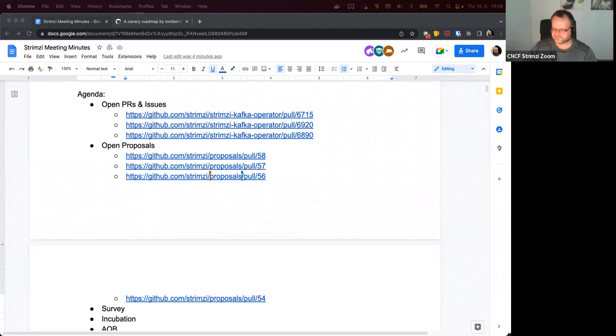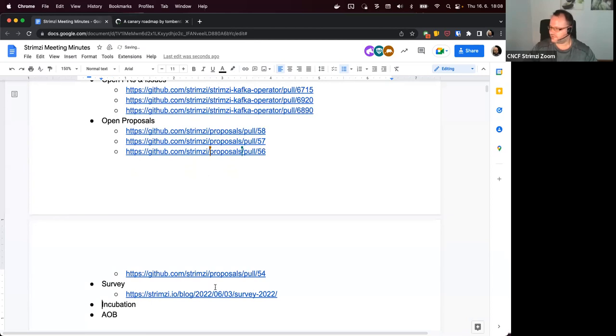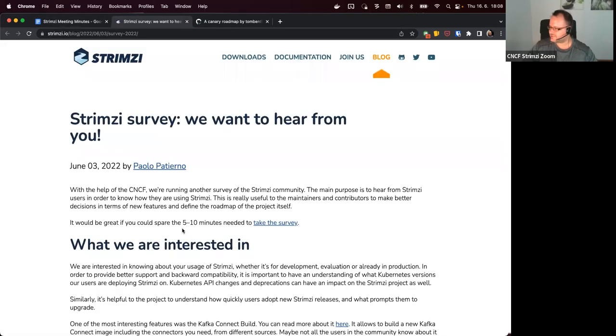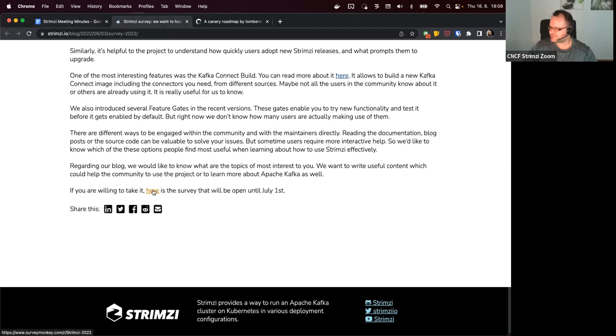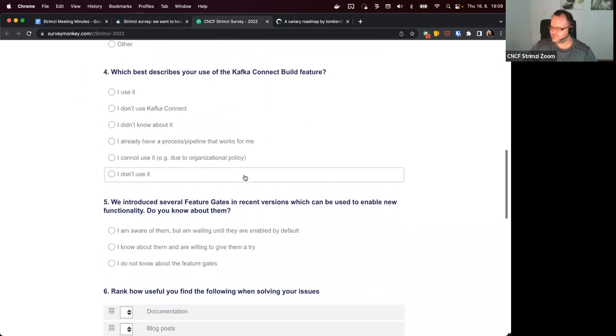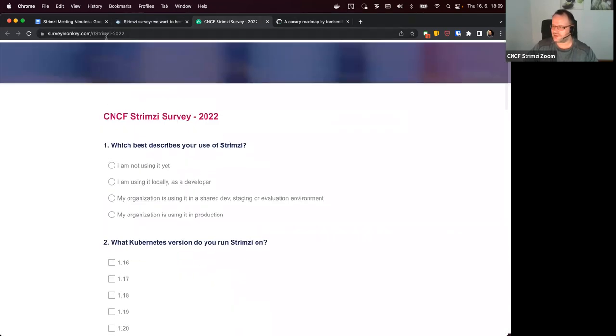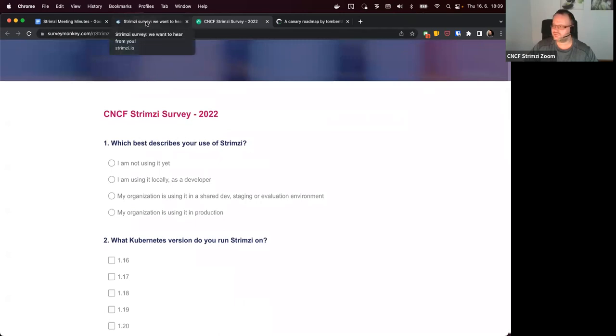the next topic on the agenda is the survey. The survey is now available. There's a blog post about the survey, which most importantly also contains the link to the survey. So anyone who is interested, please take the survey and let us know what you think, how you use Strimzi and so on. It's not too long. There are just 10 questions, so it shouldn't take long to fill it in.